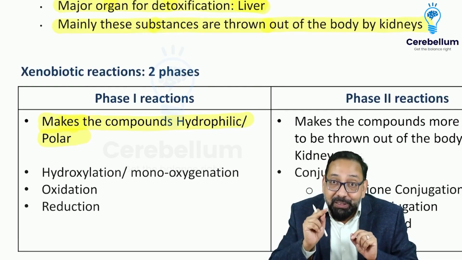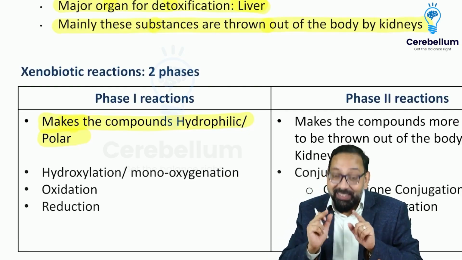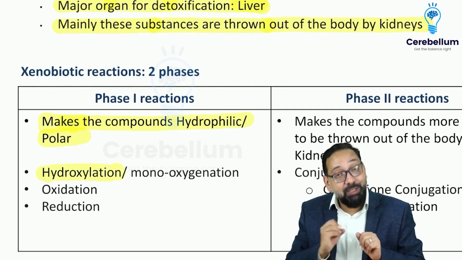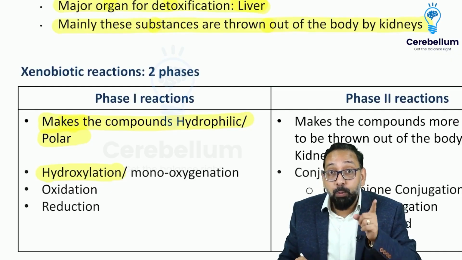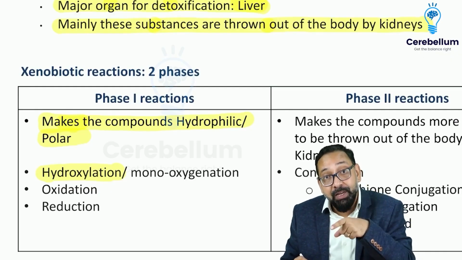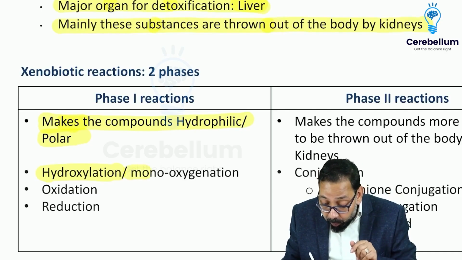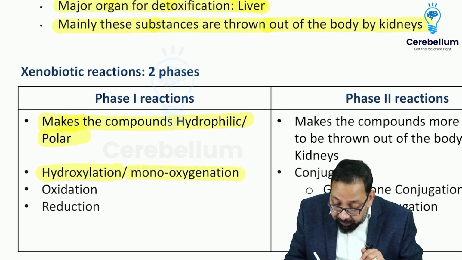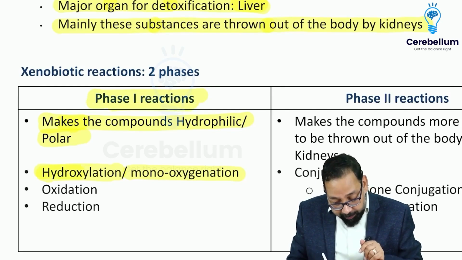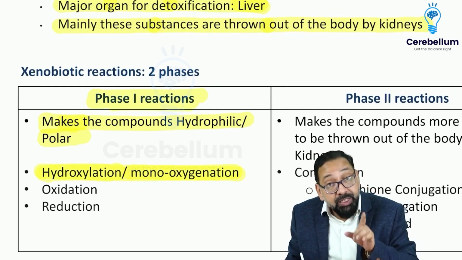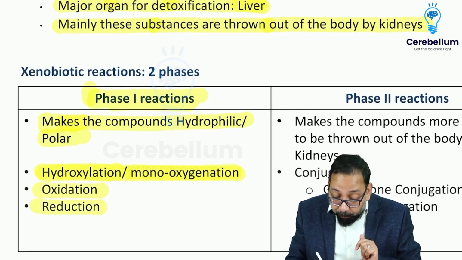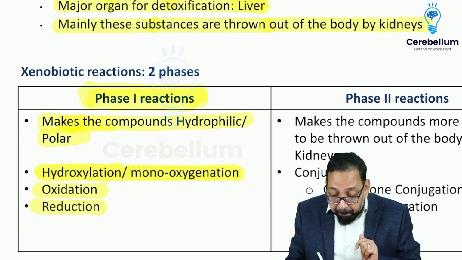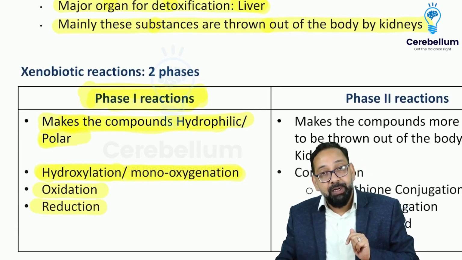So phase 1 reaction is, yes, hydroxylation. And I told you monooxygenase is also called hydroxylase. So phase 1 reaction examples are hydroxylation or monooxygenation, oxidation, and reduction, which make the compound polar or hydrophilic.